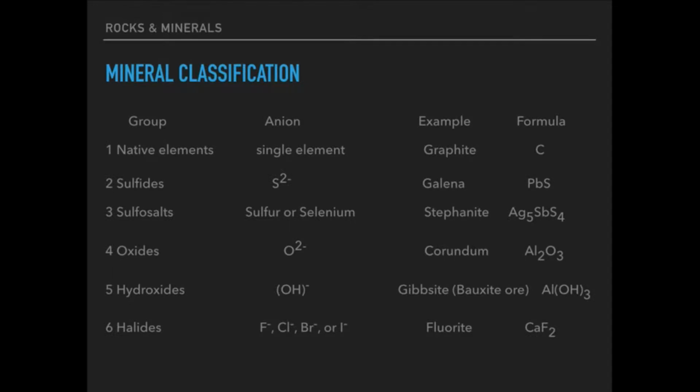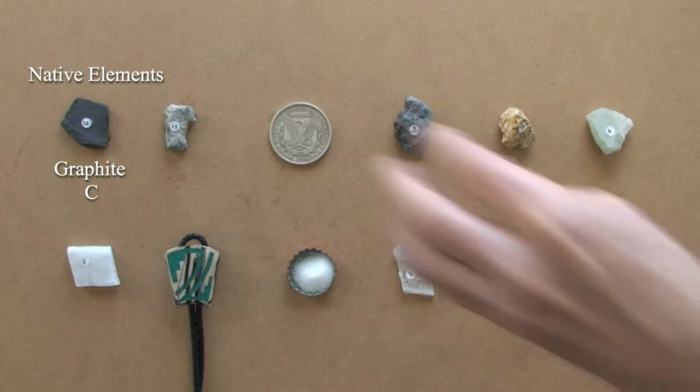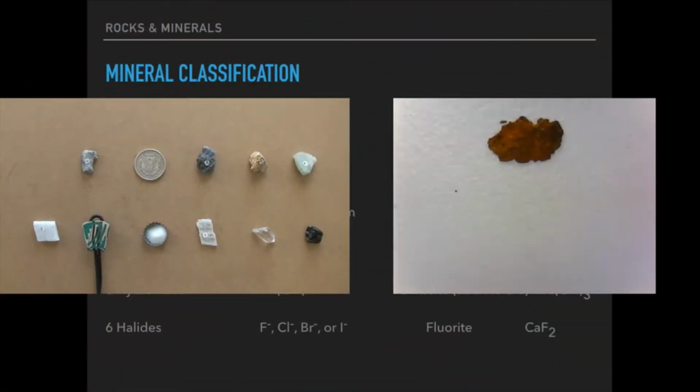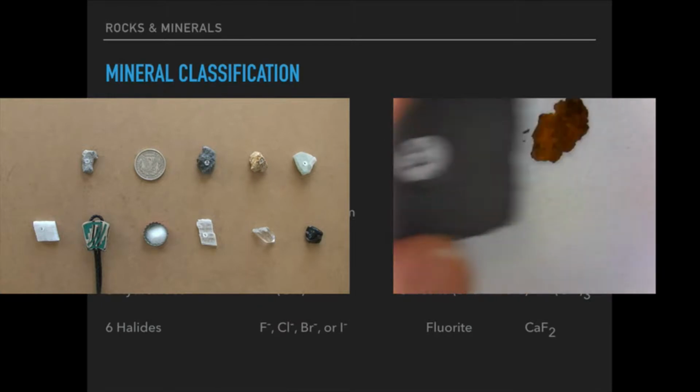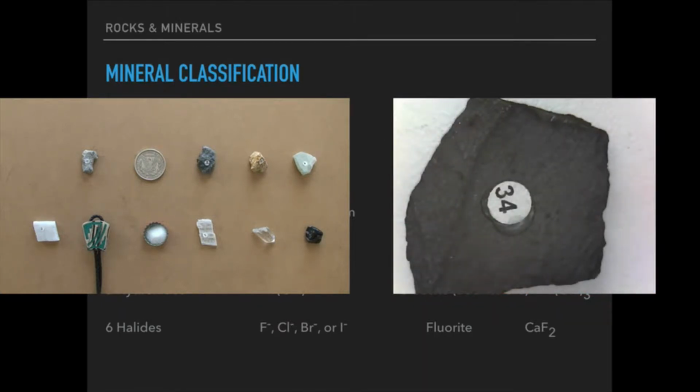So anyway, let's take a look at our native element here. And this is graphite. So if I grab my graphite here, I'm going to put this under the microscope just so we can see what it looks like up close. And let's move that out of the way. So this is the graphite.